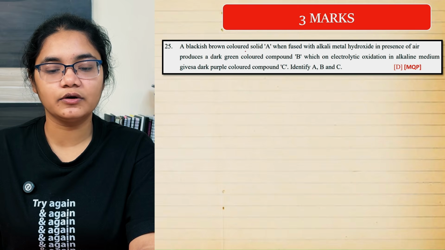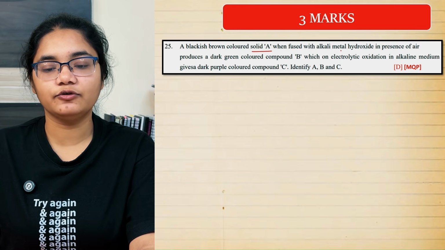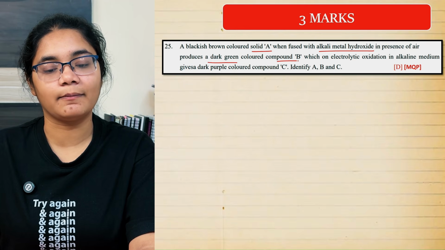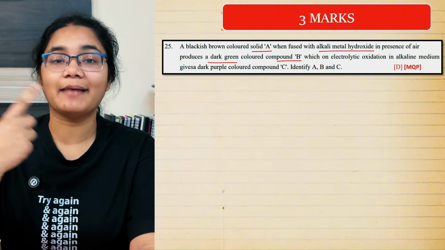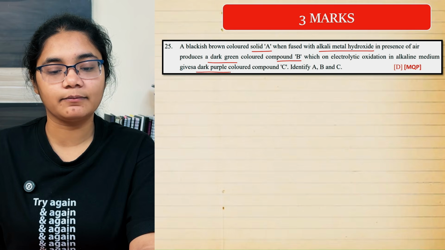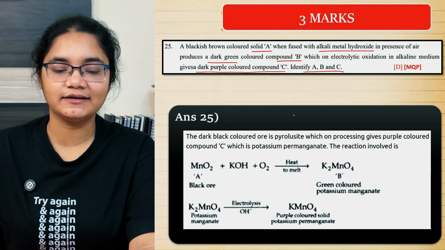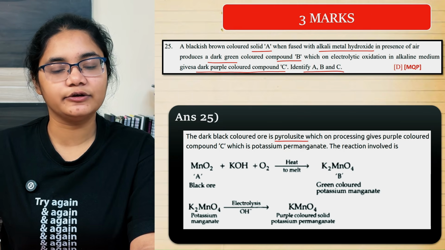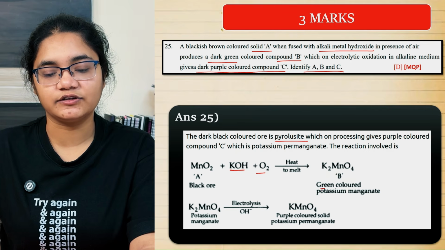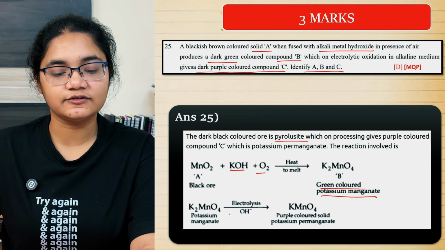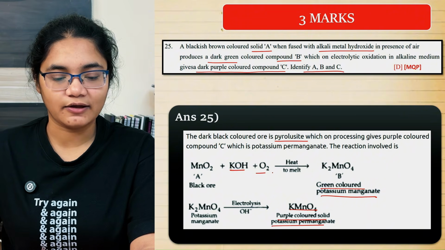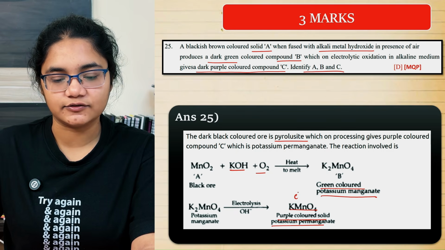A blackish brown colored solid A, when fused with alkali metal hydroxide in presence of air, produces a dark green colored compound B. Okay, this is for the prediction of manganate ions. Next, on electrolytic oxidation in alkaline medium, dark purple compound C is formed. Identify A, B and C. So you can see the dark colored is the pyrolusite ore, which is your MnO2. It reacts with KOH and O2 to give you K2MnO4, which is green color, potassium manganate, and then this one is converted to KMnO4, which is purple color and solid, right? So you have found out A, B, and your C is this one.